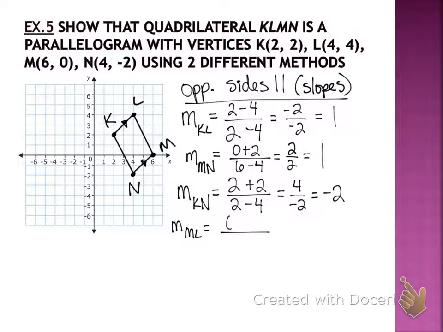Zero minus 4, and on bottom would go 6 minus 4. 0 minus 4 is negative 4 over 2 reduces to be negative 2. So those slopes are the same. We've shown those to be parallel.